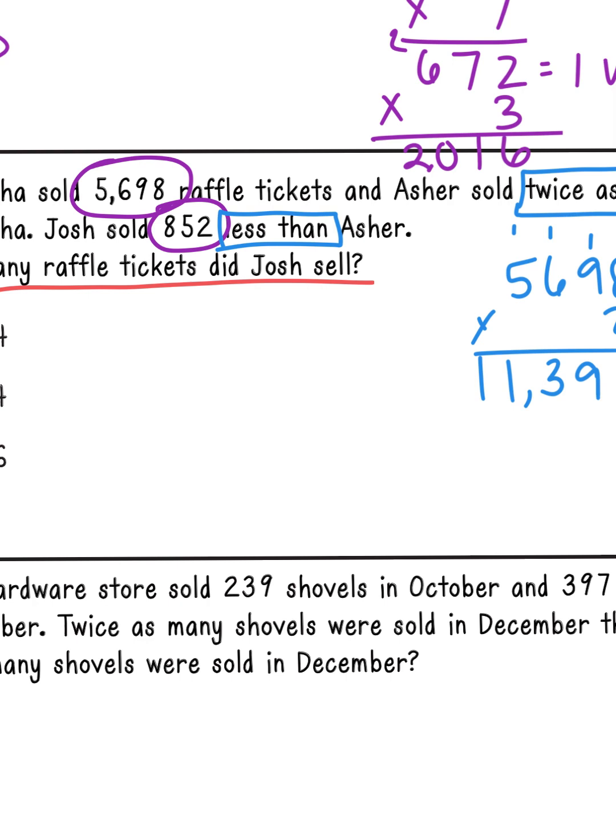So what do we know about Josh again? He sold 852 less than Asher. So now what do I have to do? The answer should be I have to minus. You see that there is an answer that matches this, but it is not answer choice C, it's B. Because I've got to do minus 852. So once I subtract it, I can see that it should be B.